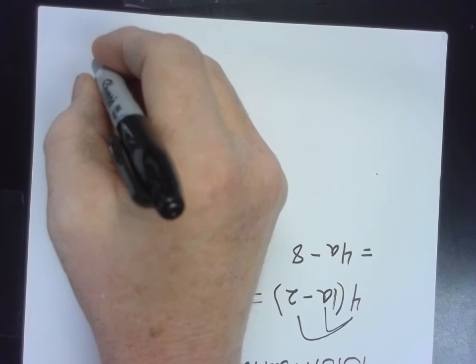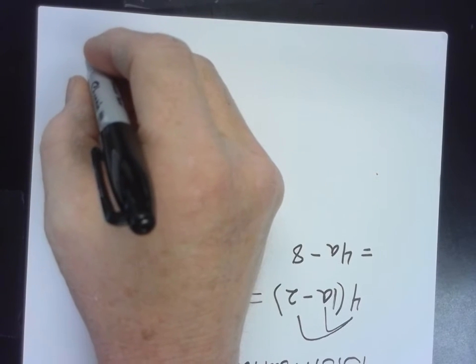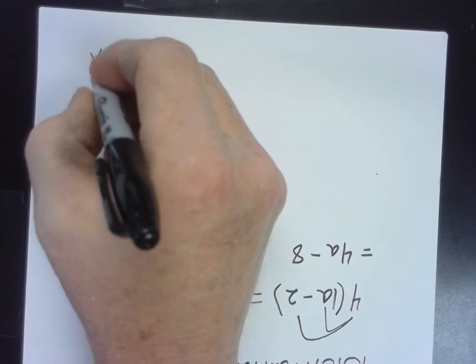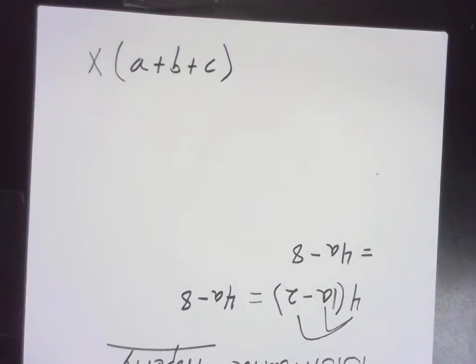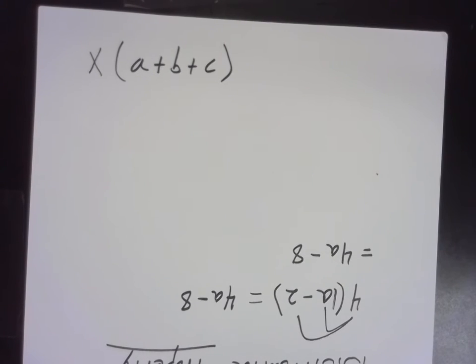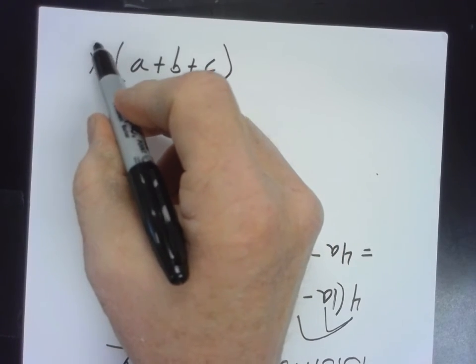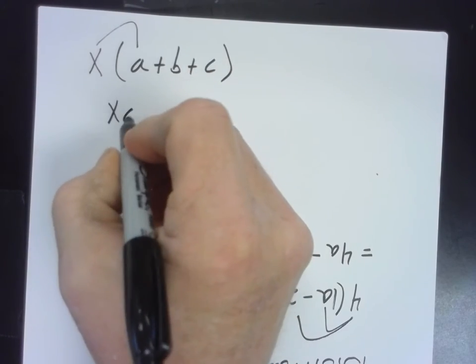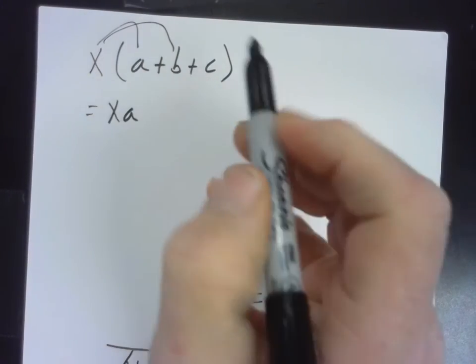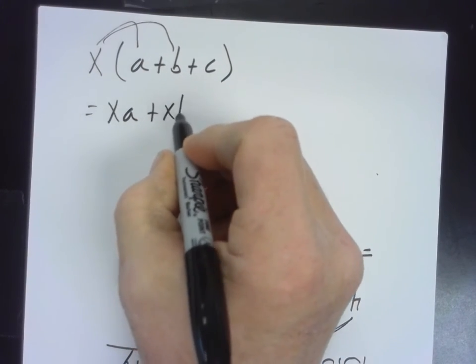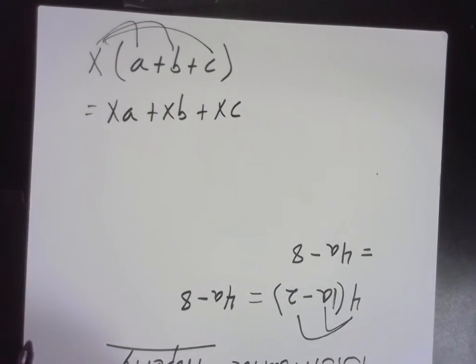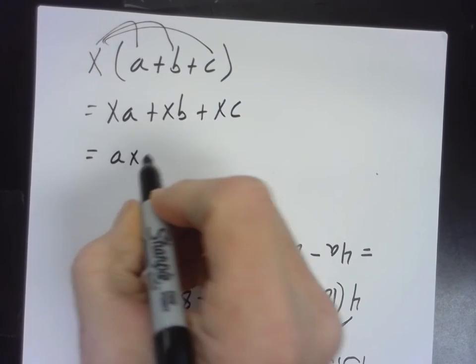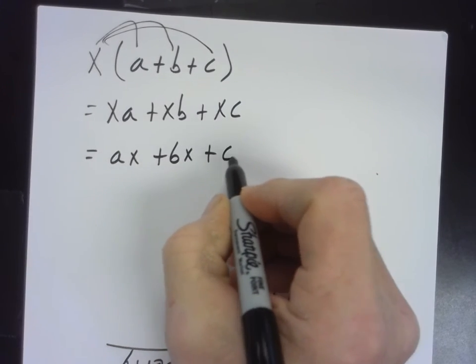Let me try a different one here. How about this? X times a plus b plus c. What has to be multiplied by x? Everything, exactly. Everything in the parentheses. What is x times a? XA. What's x times b? XB. What is x times c? XC. Now, if you would like to put ax plus bx plus cx, that's also correct.